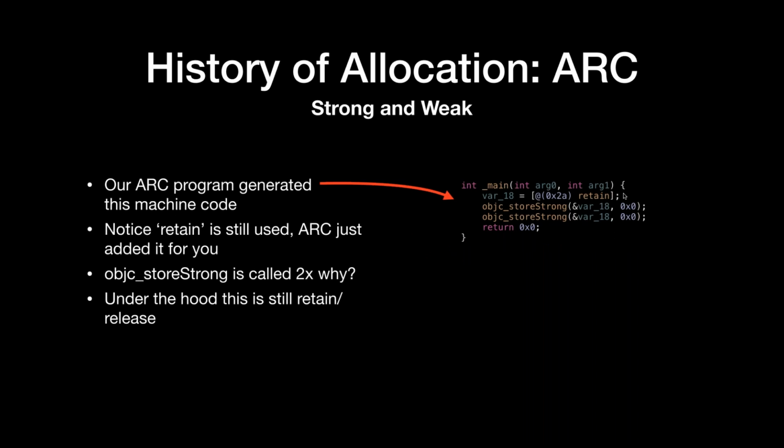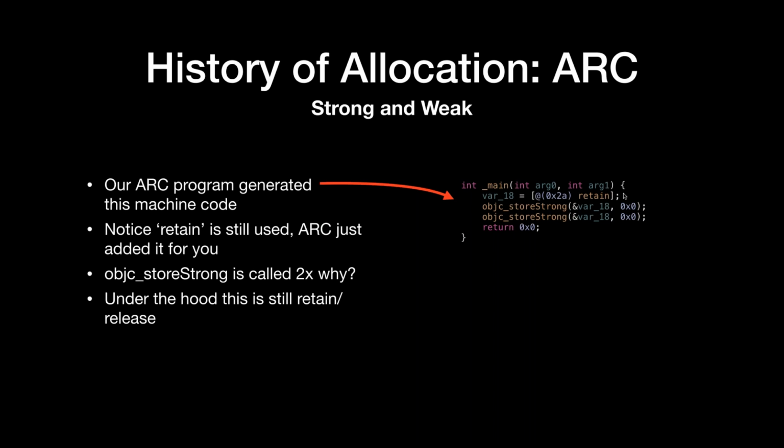ARC is a compiler macro system. It runs at the step after your code has been translated into bitcode, but before your bitcode has been translated into machine code. And in that step, the compiler is going and automatically adding retain and releases for you. But you have to hint it. And I want to show you that here because the keywords we're talking about in ARC are strong and weak. And these are hints that the developer uses to guide the automatic system in managing this memory.